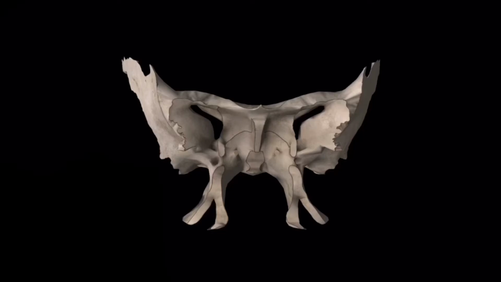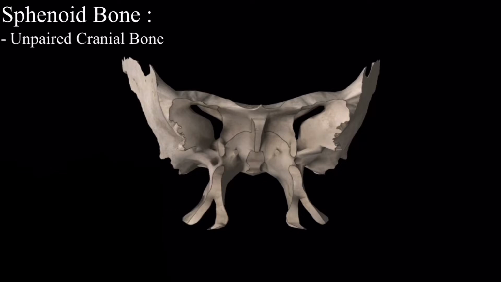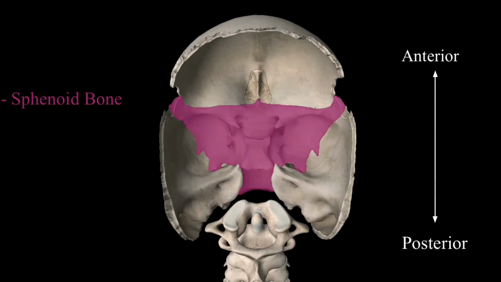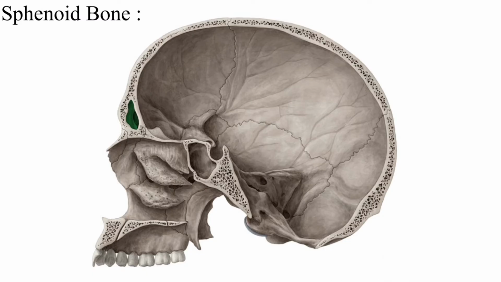In this video, I will discuss the sphenoid bone in detail. The sphenoid bone is an unpaired cranial bone located in the midline of the skull, posterior to the ethmoid bone. The sphenoid bone is also a pneumatic bone, as it contains air sinuses called the sphenoidal air sinuses.